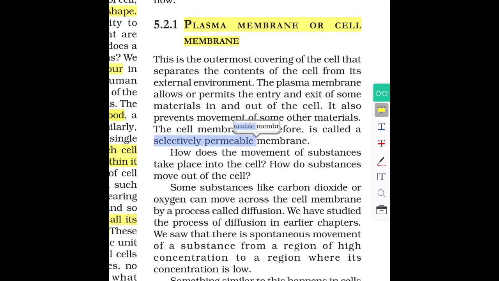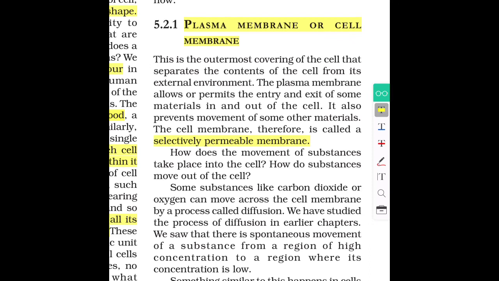Selectively permeable membrane. Selective means only that which is selected or likely to be helpful is allowed inside the cell. Permeable means allows the passage of. So, plasma membrane is a selectively permeable membrane because it allows only the selected material which is required by the cell to enter inside the cell, and only the selected material which is waste inside the cell to move outside the cell. This is the reason why it is called a selectively permeable membrane.